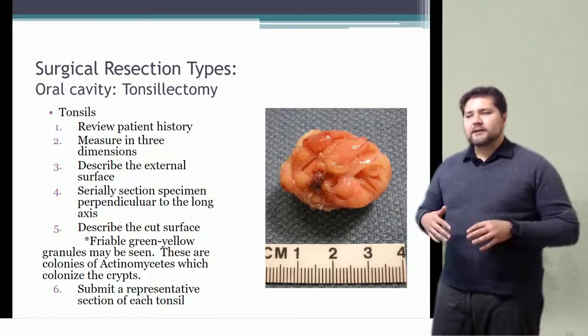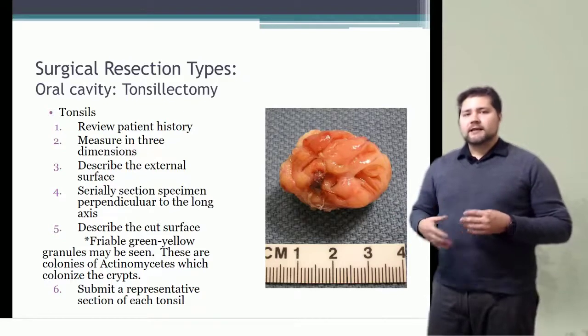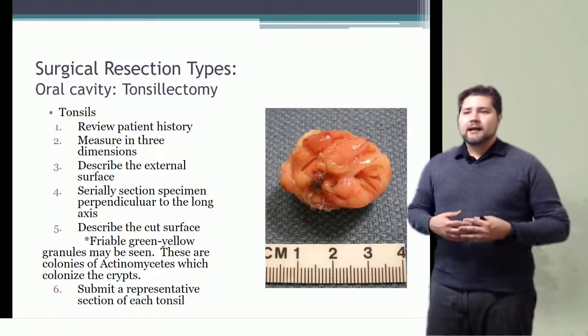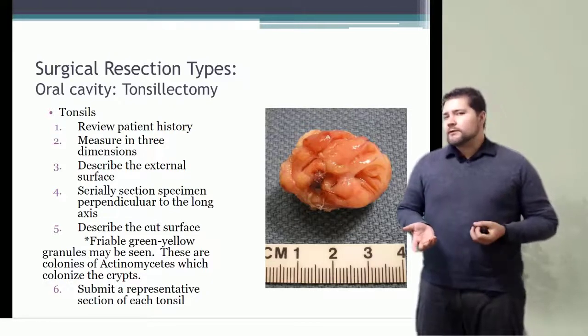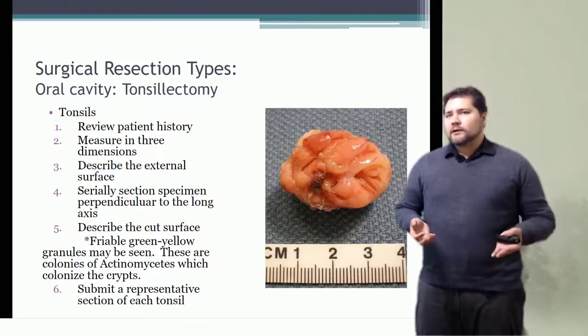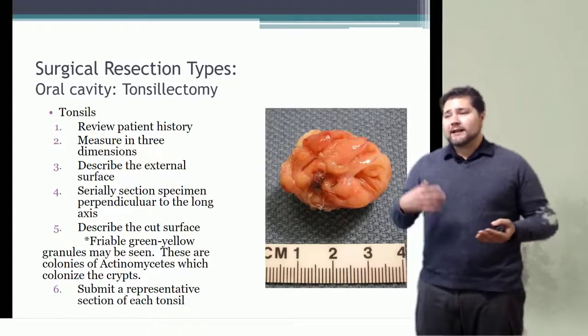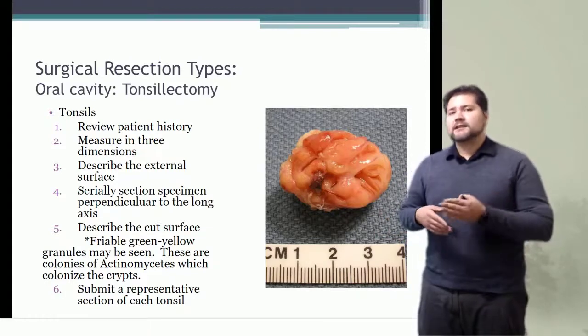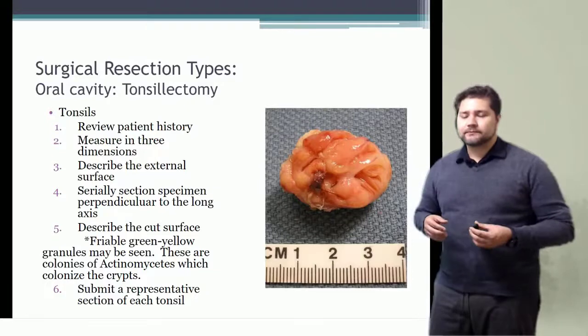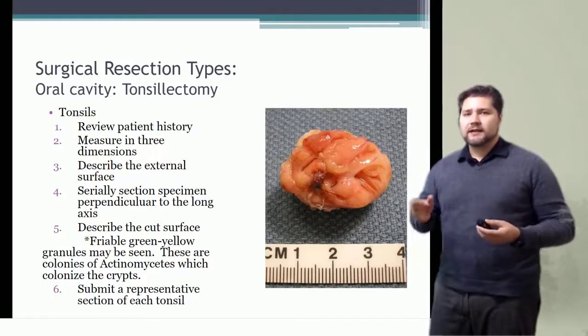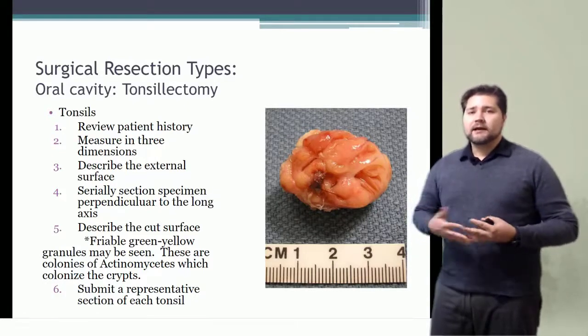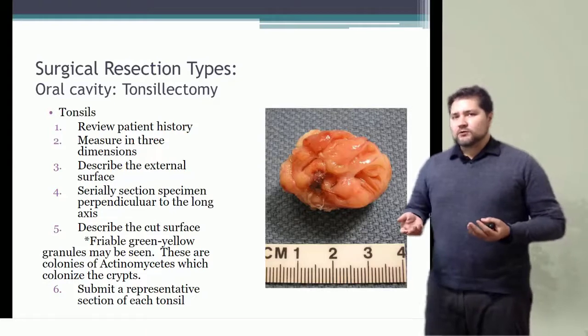You're going to describe the external surface, measure them in 3D, do the SSCCPT. If you're not sure if this is for cancer or it is for cancer, you're going to want to ink the margin, and then we can serially section perpendicular to the long axis. And then look for the cross sections, take representation to the margin, and additional representative sections as well.